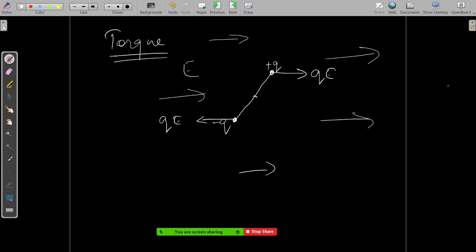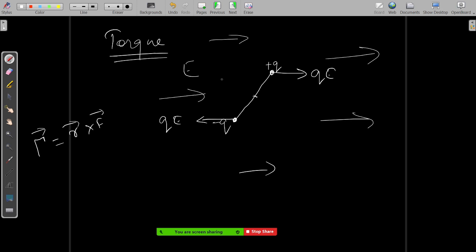What is torque, first of all? Turning effect of force. Yes, that is the turning effect of force, but how is it defined? Force times R? Torque is basically defined as R cross F.